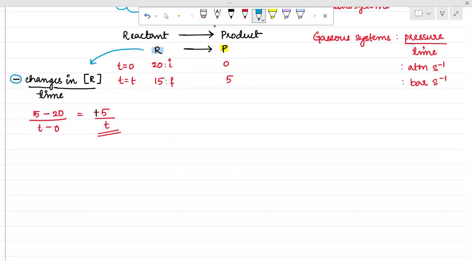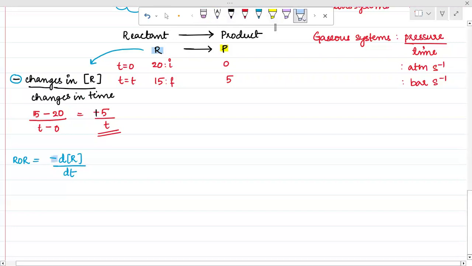Okay, so very small changes in the concentration of R are determined and written with a small letter d, meaning change of concentration of the reactant by change in time, dt. Okay, don't get confused over here. It is change of time. Okay, so this is with respect to the reactant. You have a negative sign over here in order to make the overall rate positive.